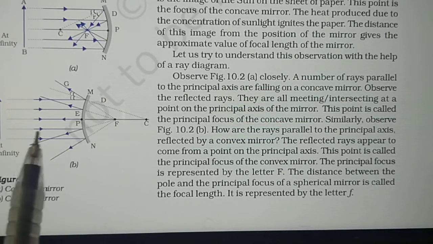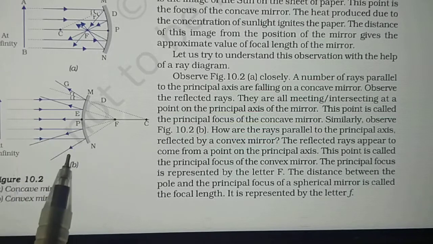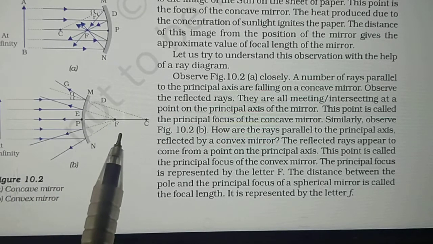Now here again you see the light rays falling here, but its focal point will be at the back.